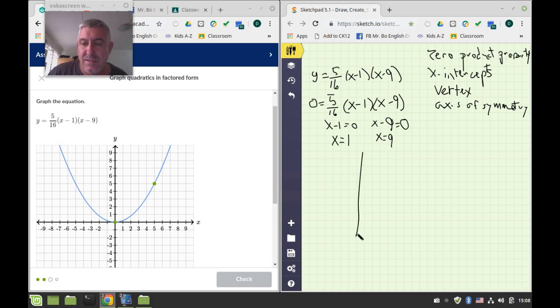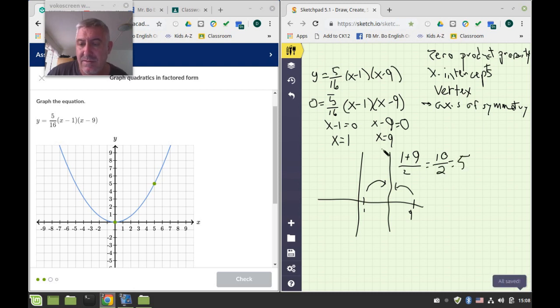So if I have my coordinate plane here, I have two x-intercepts of 1 and 9, and what do I need to find? Right down the middle there, I need to find the axis of symmetry. How do we find that? It's the same distance from 1 and 9. And so that means I need to find the average of these two numbers. So it's right there at 5. X equals 5 is the equation for this vertical line.